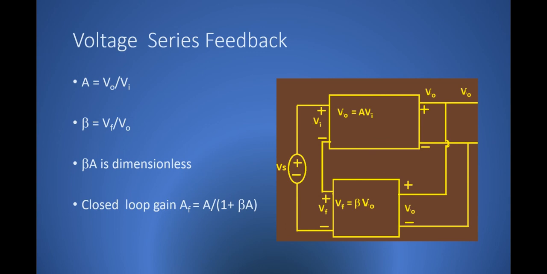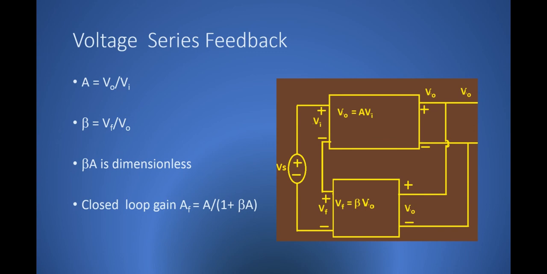Another important point, beta A will always be dimensionless, because if you look at the equation for closed loop gain, AF is equal to A divided by 1 plus beta A. Now this equation will be true for all feedback types, as we can see later. So you can only add quantities of the same dimension. So if you have a term 1 plus beta A, this means that beta A has to be dimensionless. And we will see later inshallah that beta A is dimensionless in all the four types of feedback.